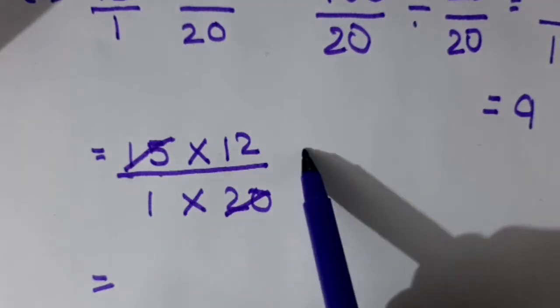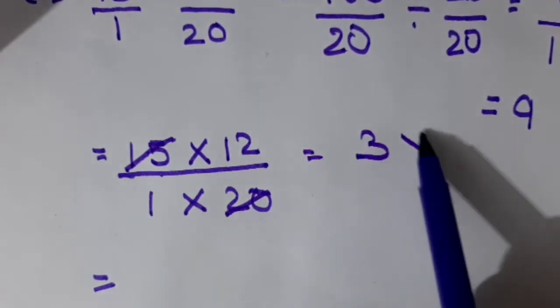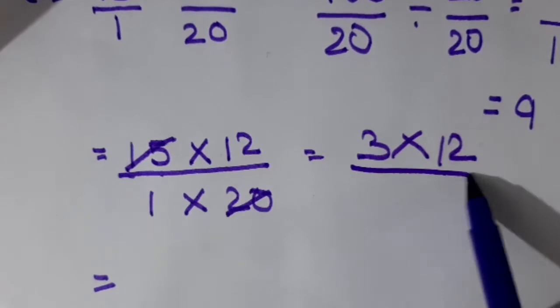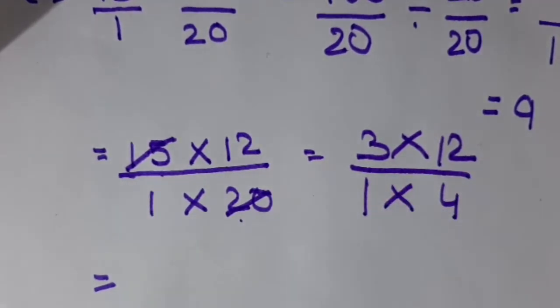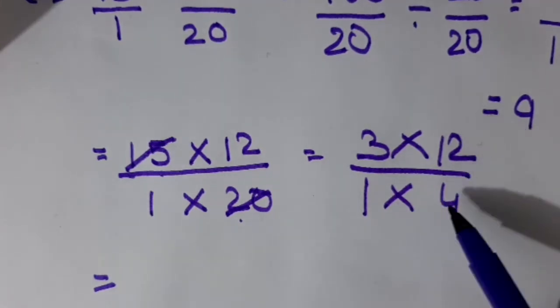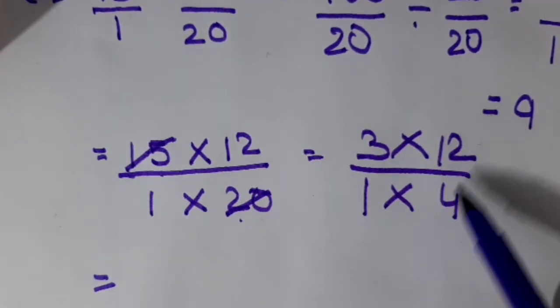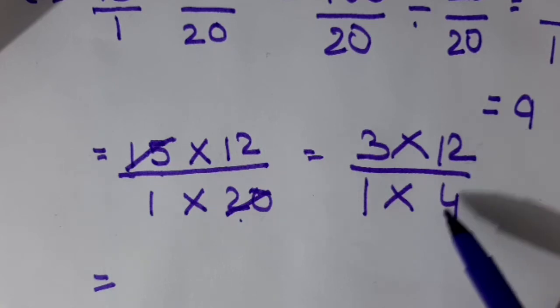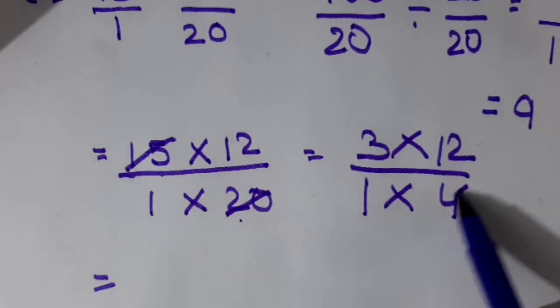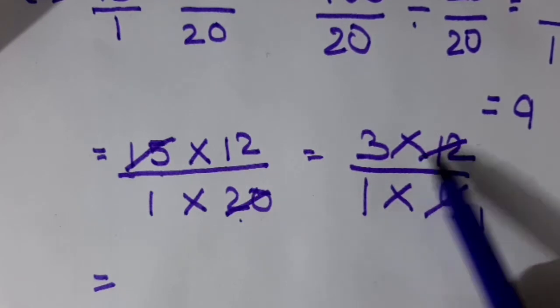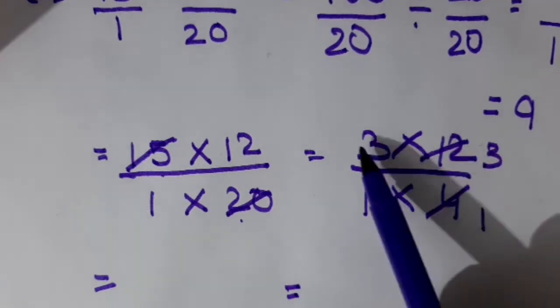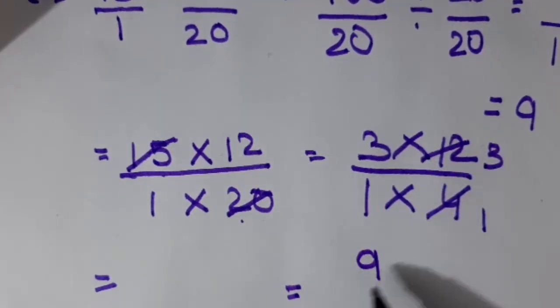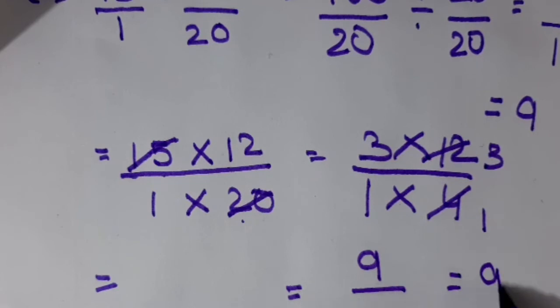So here 5 3s are 15. Now here 5 4s are 20. Now here both the numbers, 12 and 4, are divisible by 4. So I will cancel it with 4. 4 1s are 4. 4 3s are 12. So now my answer has become 3 into 3 is 9 and 1 into 1 is 1. That is 9. See, this is the shortcut method.